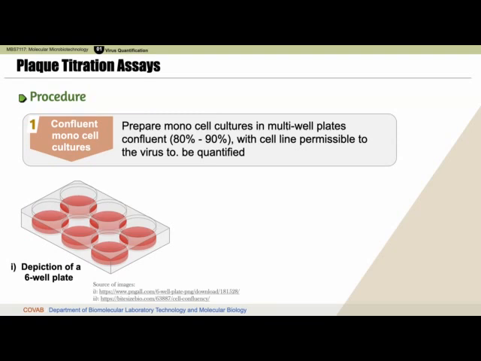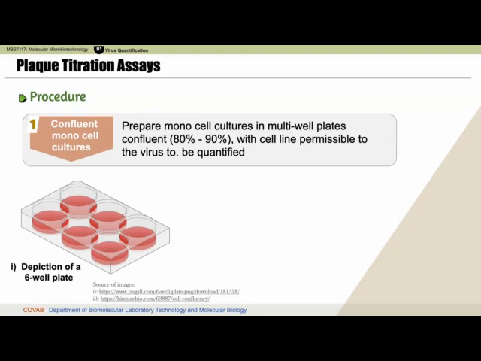Now let's look at the procedure used for a plaque titration assay. Number 1, we need confluent monolayer cell cultures. So we obtain multiple wells and we prepare monolayers on these multiple well plates. We usually prefer a confluency of about 80% to 90% because as we incubate for several days, our monolayers continue growing and we don't want them to stop growing or to begin peeling off.